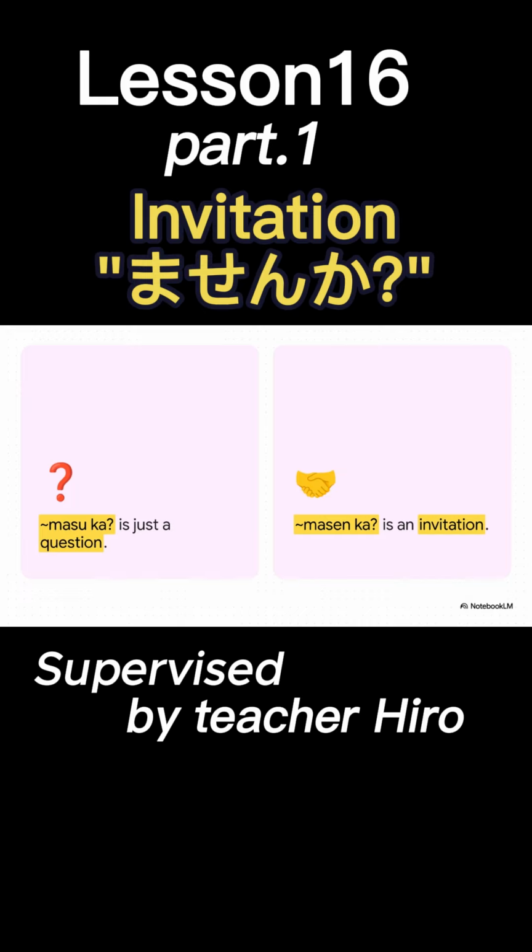Okay, this slide is super important. It really gets to the heart of it. On the left, if you use Masu ka, you're just asking a direct question. Tabemasu ka simply means, will you eat? You're just asking for information. But on the right, that little change to Masen ka completely transforms it into this soft, gentle invitation. It's the difference between asking for a fact and making a friend. Remember this, one gets you data, the other might get you a lunch date.